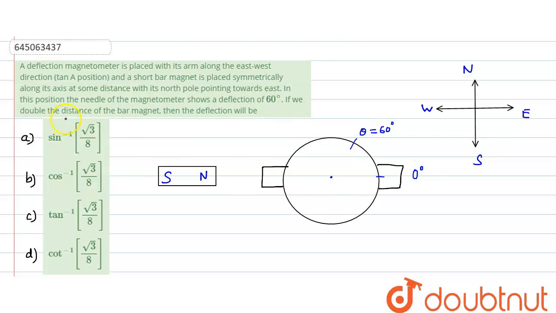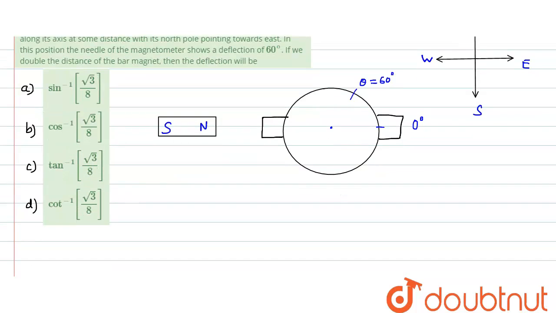Now we need to find, if we double the distance of the bar magnet, what the deflection will be. If we are moving it further away from the bar magnet, what would be the deflection? We need to find this value. Now how can we do this?